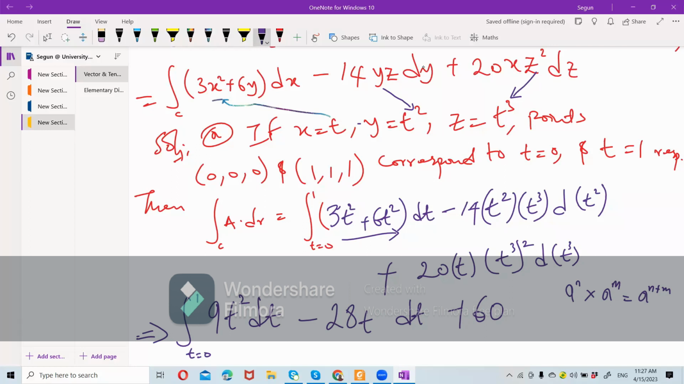So where's your arrow, sir? This side. I can't see it. But that's this one. Okay, 18t. No, not 18. What is it? 28t to the power of 6.